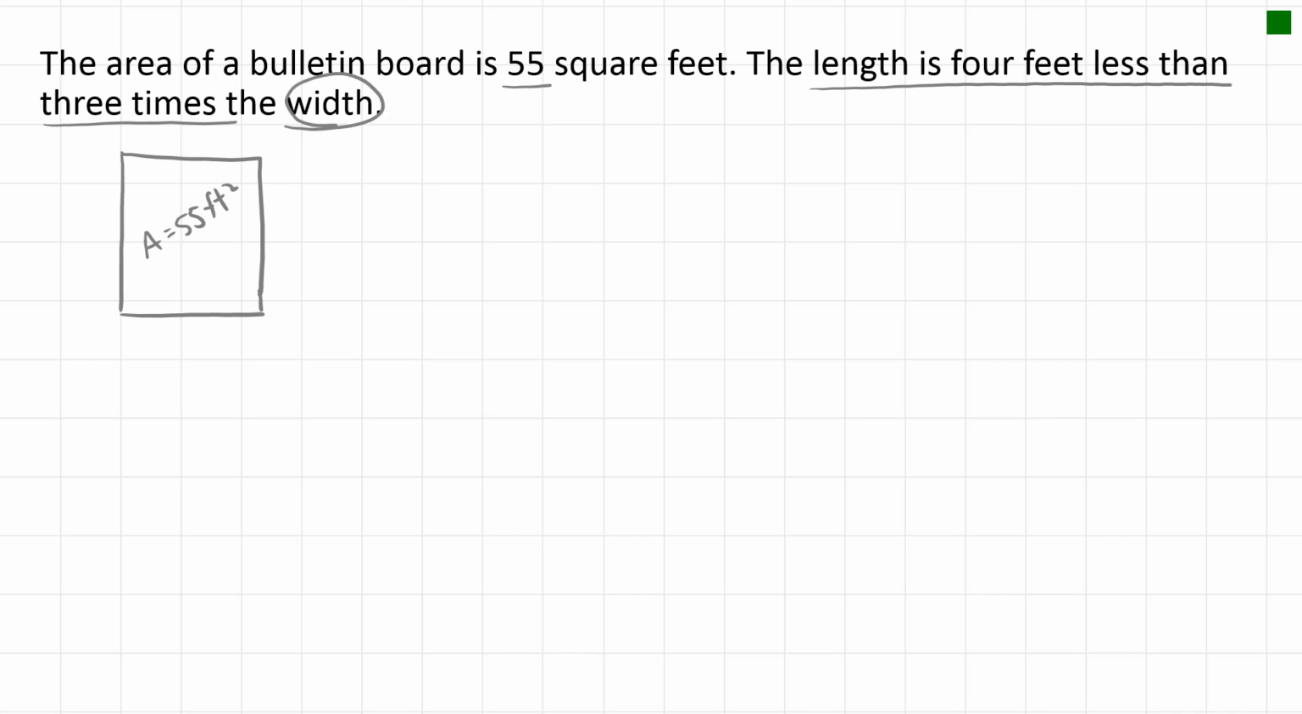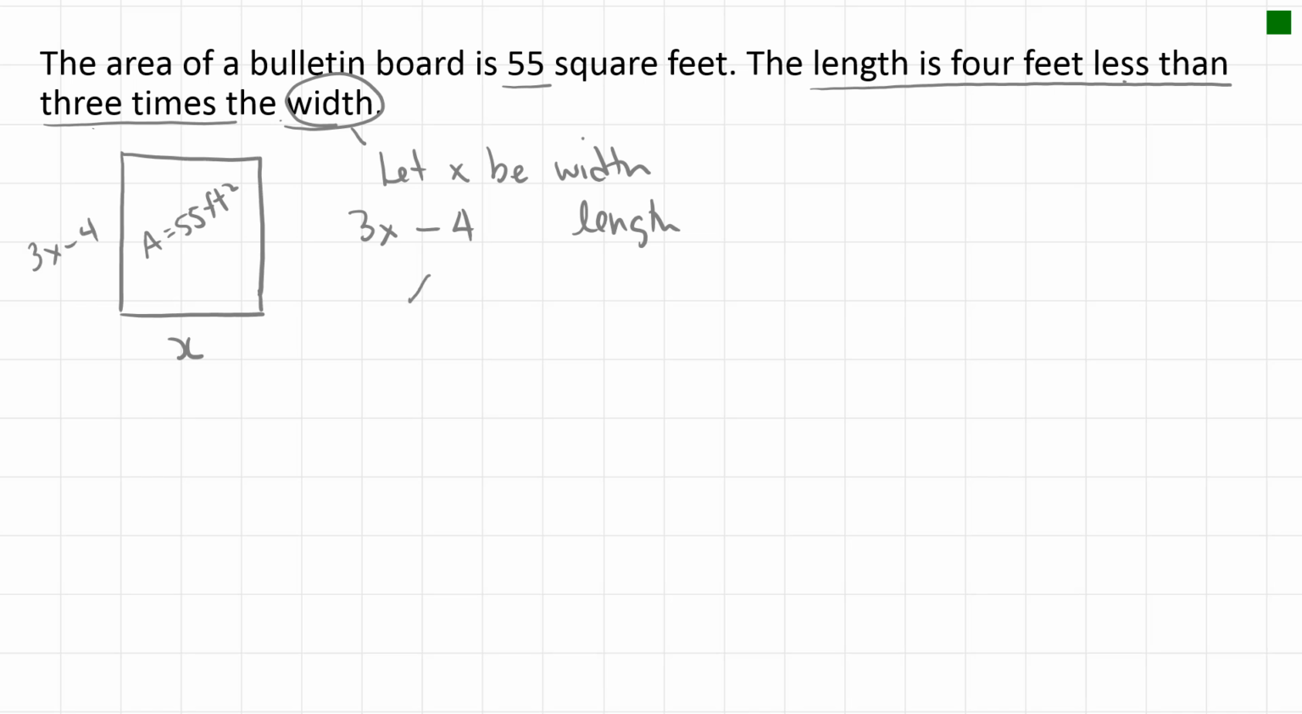So since we're comparing to the width, we're going to let that one be x. So let x be the width. And on the diagram here, I'm going to let this be the width. That means the length is 4 feet less than 3 times the width. So 3 times the width means 3 times x, and we want 4 feet less. So there's my expression for length.